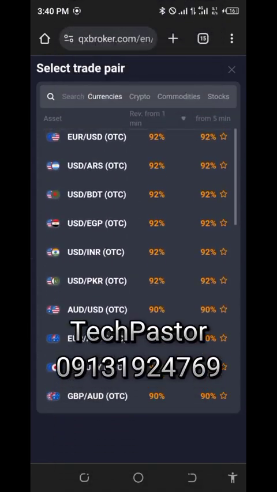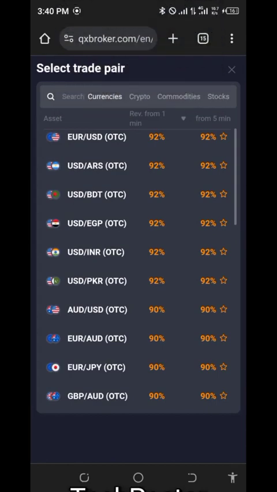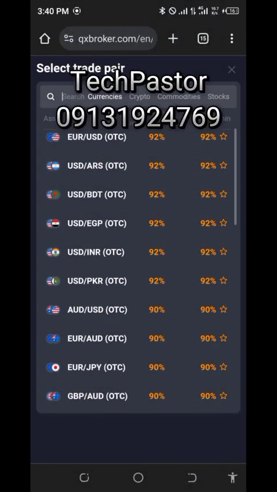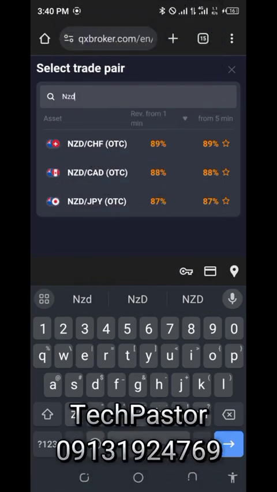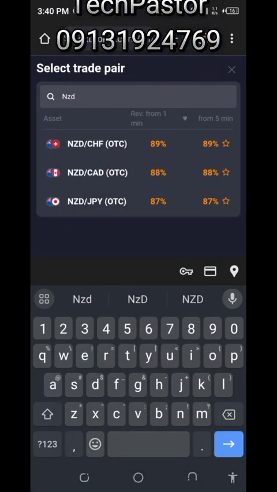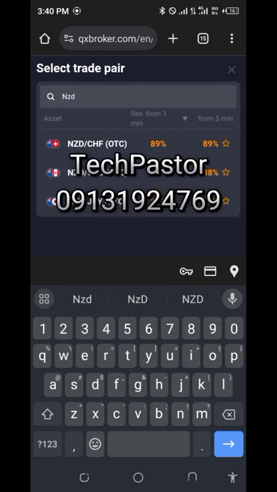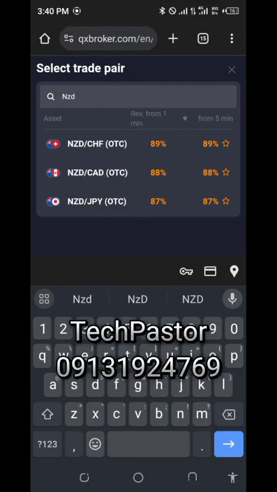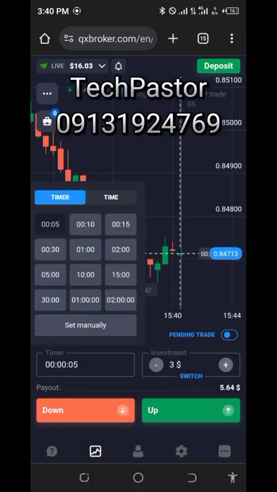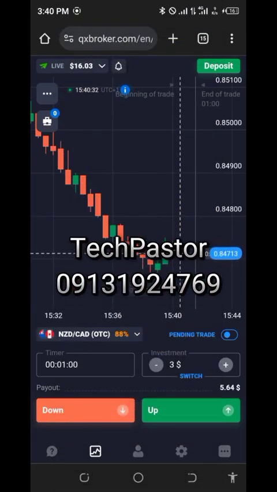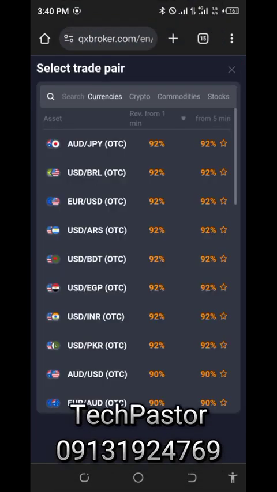Maybe sometimes he can trade EUR USD. So here is NZD, you just have to click it. Sometimes he trades NZD CHF, CHF NZD, CAD NZD, and NZD JPY, but the one he normally trades is this, NZD CAD, and usually 1 minute. So number one is the currency pair.